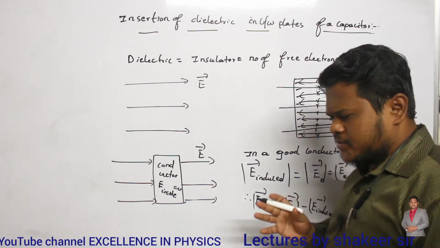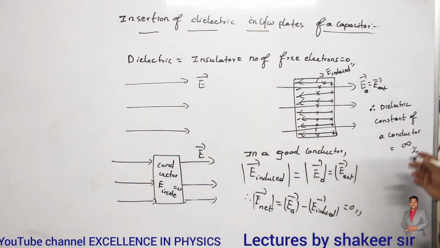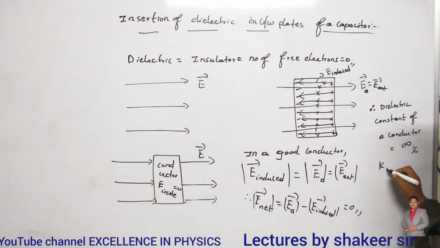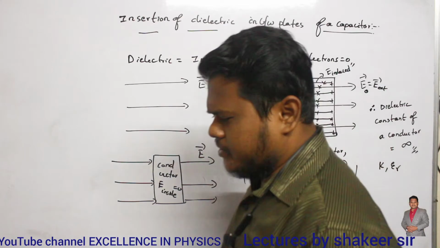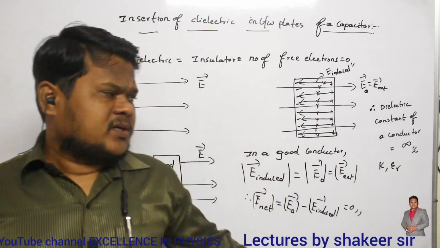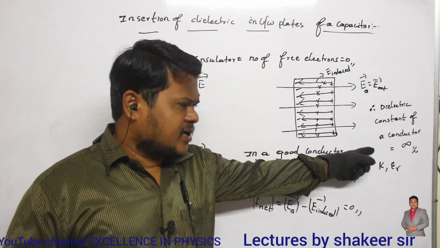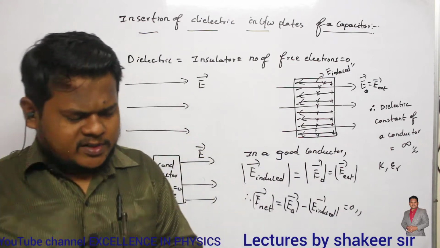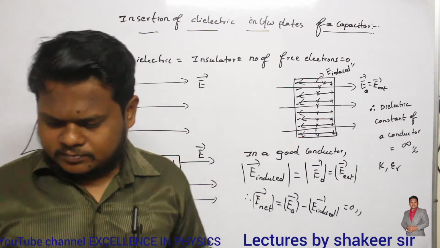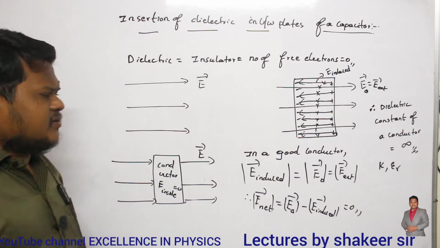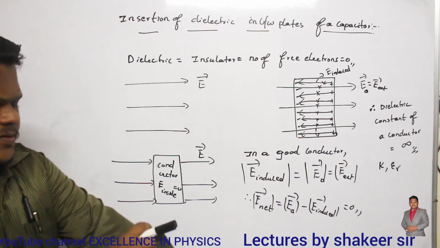Now what do you understand by dielectric constant? Dielectric constant is also written as K, or you can also write it as ER. Relative permittivity is also called the dielectric constant. So the dielectric constant of a conductor, I have written infinity. Now can you say what is the meaning of that infinity? Can you say, anybody?